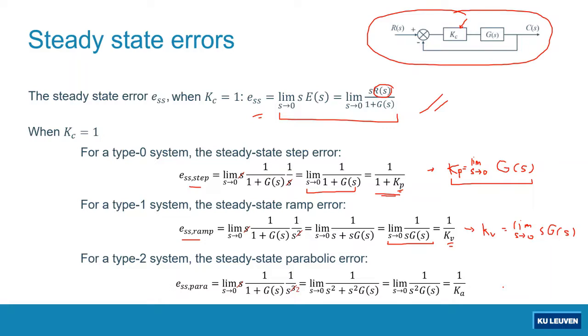Now if we consider a type 2 system, if a parabolic input is given to the system, the steady state error to this parabolic input will be equal to limit s to 0 of 1 over s squared G(s), or it will be equal to 1 over the static acceleration error constant, where Ka is pretty similar to what we have already written before. Limit s to 0, but now of s squared G(s).